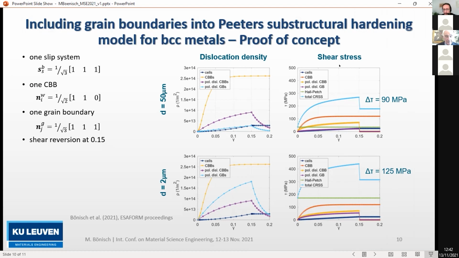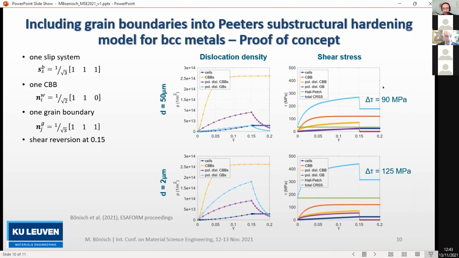Looking now at the shear stresses, it is most instructive to look at the bright blue curve, which shows the total critical resolved shear stress on this one slip system. There we see two important things, namely that if we go to a smaller grain size, from 50 to 2 micrometers, the total stress level increases, but at the same time we also see an increased stress differential. It increases from 90 to 125 megapascal in this example.